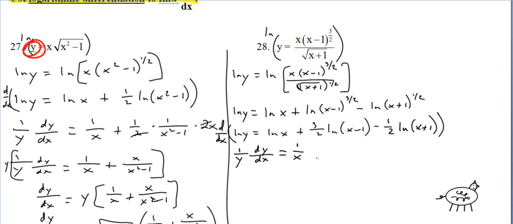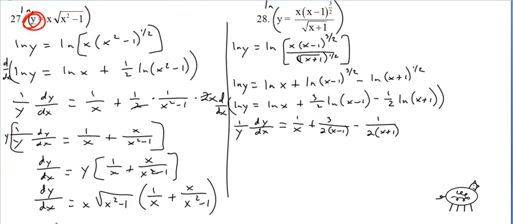It's going to be 1 over x, and that's plus 3 over 2 times x minus 1. That's kind of nice. Minus 1 over 2 times x plus 1, right? Derivative of natural log is 1 over. All right, so that's not too bad. Now, the calculus part is almost done. Okay? I want to try and simplify this a little bit.